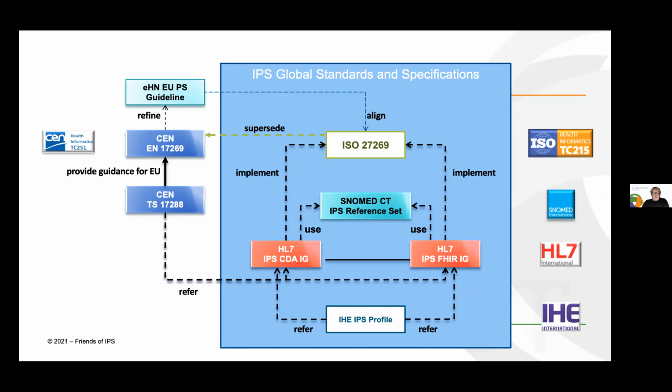Many projects with HL7 engagement followed, such as epSOS, Trillium Two, and on this basis, the European Commission asked the European Committee for Standardization, CEN, to create the European Standard 17269 titled the Patient Summary for Unplanned Cross-Border Care. And the standard has been developed in partnership with HL7 and IHE, using as a starting point the European guidelines on cross-border care, the eHN EU patient summary guidelines that emerged from the epSOS large-scale project. And European implementation guidance, the technical specification 17288, specifies how the standard can be deployed and tested with the help of IHE.